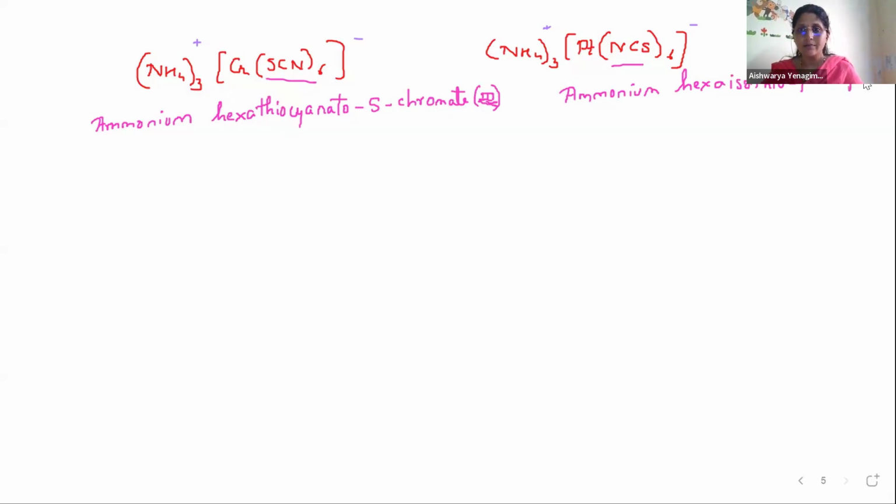And platinate. Platinate, and the charge here is 4. I can write it like this, or I can write it as ammonium hexa. Instead of writing iso, I will write thiocyaneto. Please don't get confused.